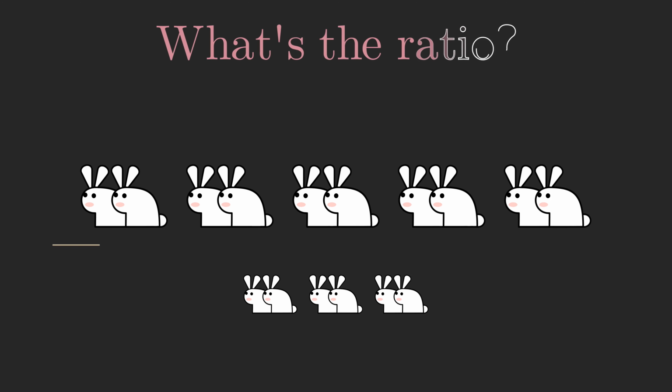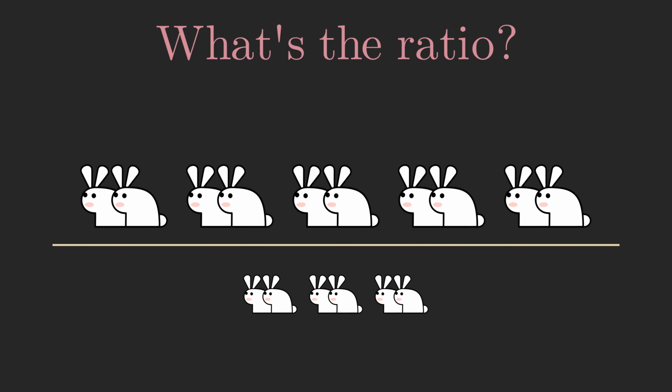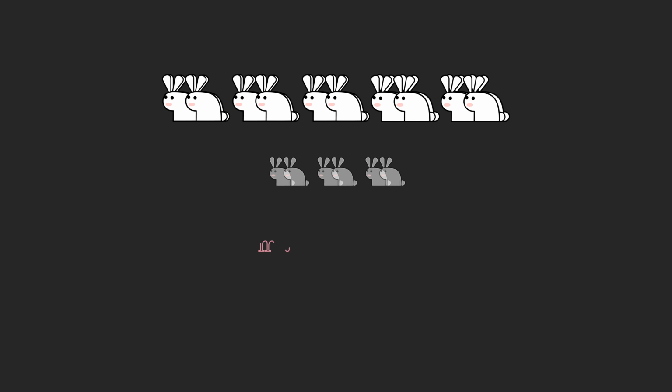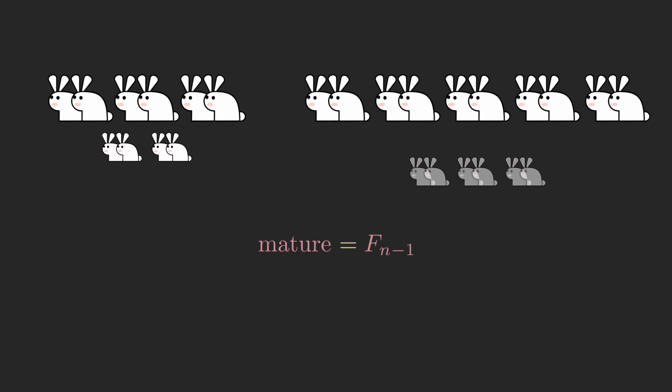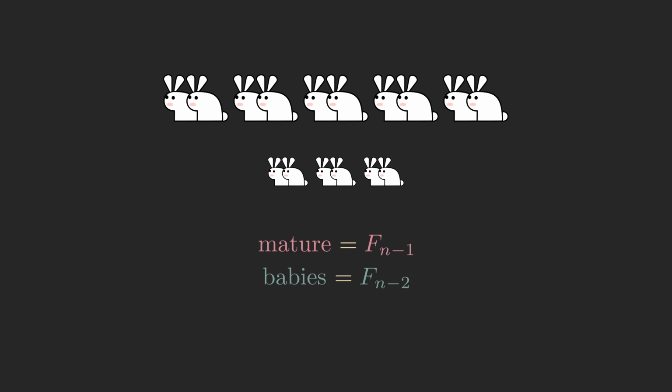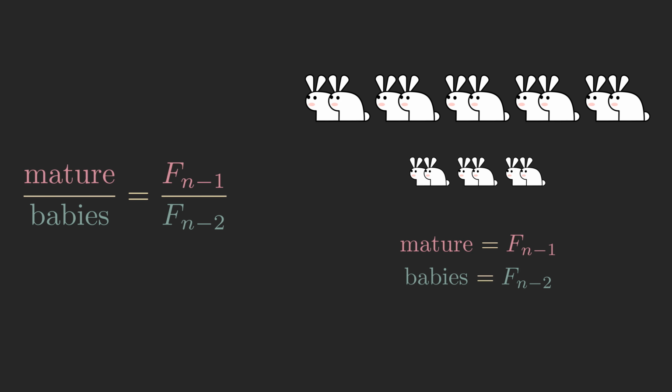What is the ratio between the mature rabbit pairs and the baby rabbit pairs at a certain month? As we already discussed, the number of mature pairs will be the number of pairs there were the previous month, since the number of pairs there were the previous month are now all mature. And the number of baby pairs will be the number of pairs there were 2 months ago. So the ratio between the mature pairs and the baby pairs at month n will be F(n-1) divided by F(n-2).